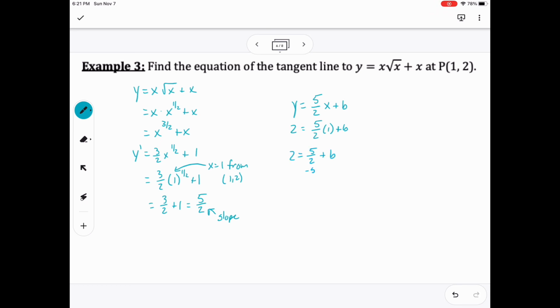I'll subtract 5/2 from both sides. 2 is the same thing as 4/2. So 4/2 minus 5/2 is negative 1/2. And that is my y-intercept. So I'll go back and plug it in. So the tangent line equation that I get is y equals 5/2 x minus 1/2. And that is my answer.